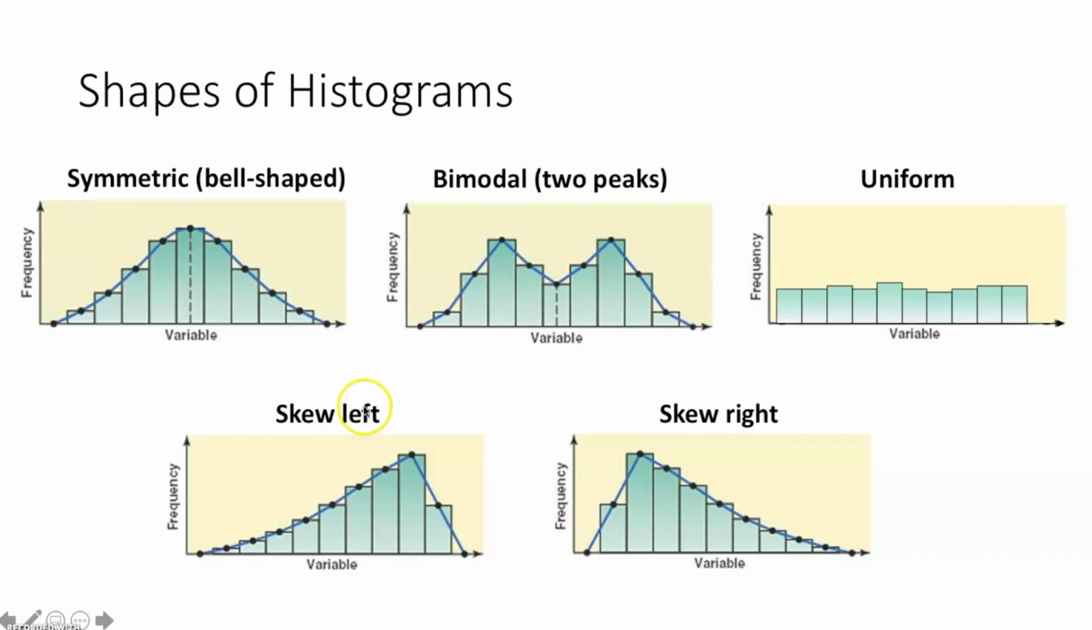A skewed left histogram actually looks like it's skewed right. It's kind of weird. So here the skew left histogram has more data points on the right than on the left, whereas a skew right histogram has more data points, more frequency on the left than on the right. So again, just think about it being the opposite. Skew left means there's going to be more on the right. Skew right means there's more on the left.